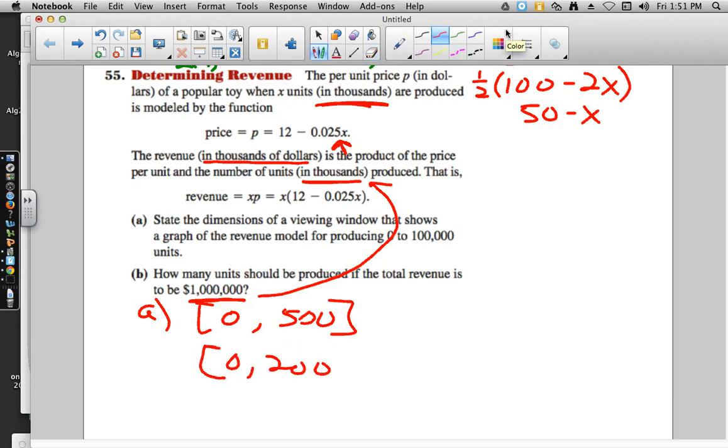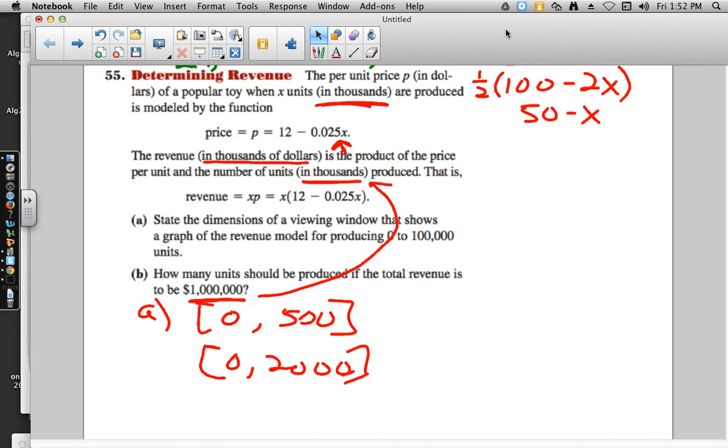Now, this is just a matter of taste. You know, what is it that you like to see? And I wanted to see the whole graph. So A will be different depending on what it is you wanted to see. It could be a smaller window if you were just really concerned about answering part B.